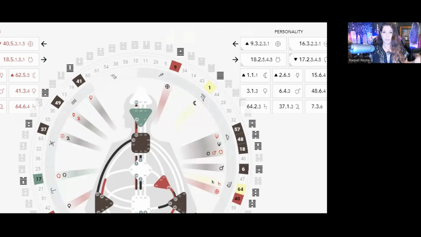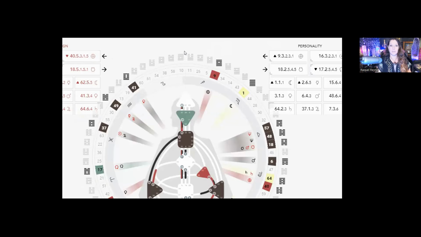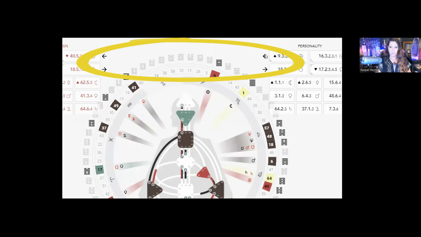So first things first, you need your human design chart. And the question I get asked the most is, how do I find my variable? What is variable? So let me explain that first quickly. If you see this chart here, you'll notice that there are 4 arrows. This one's going to the left, this one's going to the right, this one's going to the left, and this one's going to the right.